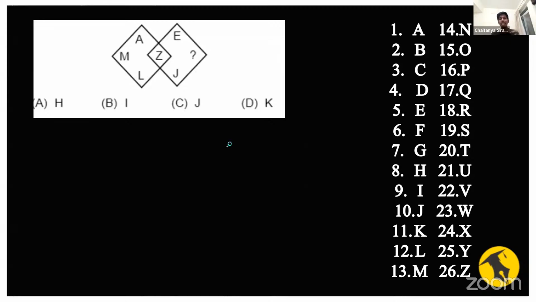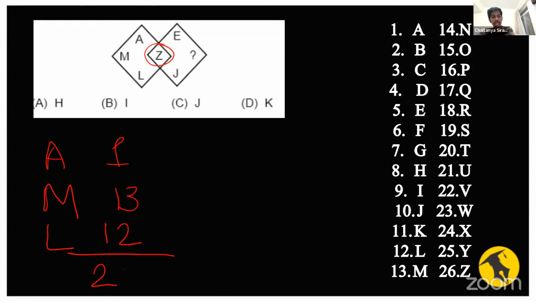Okay, this is interesting. It's just a series, just put in a different way. So I have Z as the intersection between both the squares. So what I can do, I can try with a summation. A, L, M. A is 1, M is 13, and L is how much? 12. So if I add, I get 26. 12 plus 13 is 25, plus 1 is 26, which corresponds with your Z.